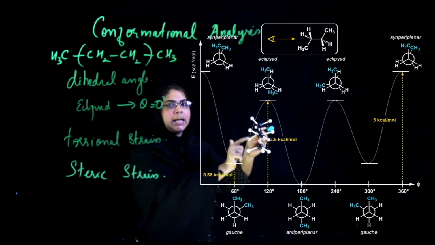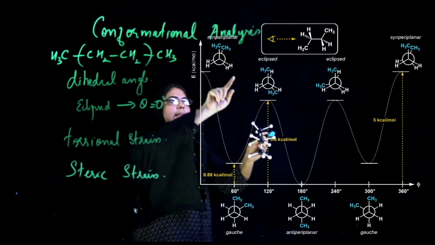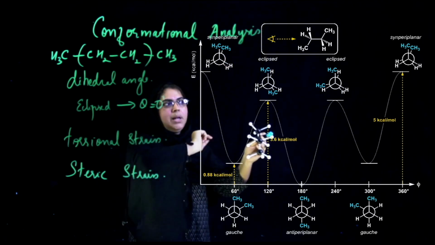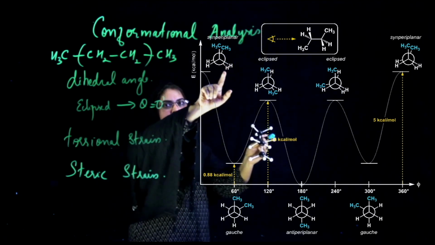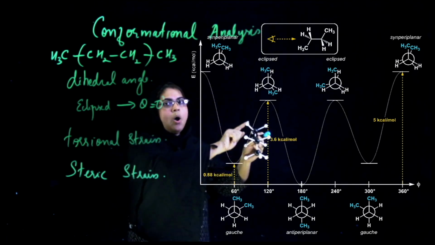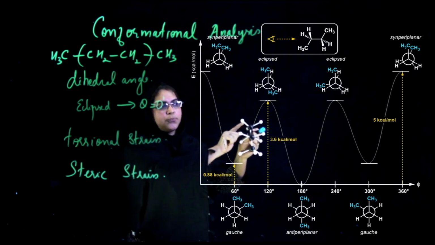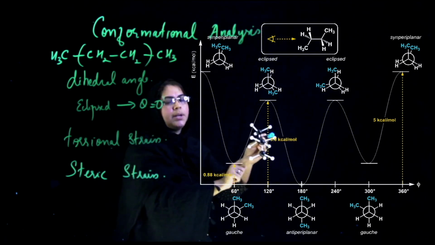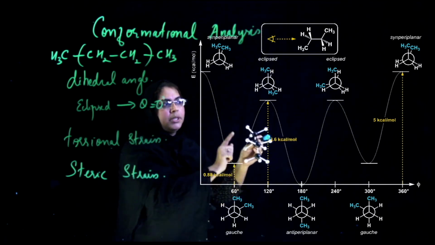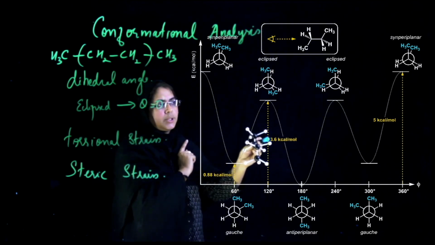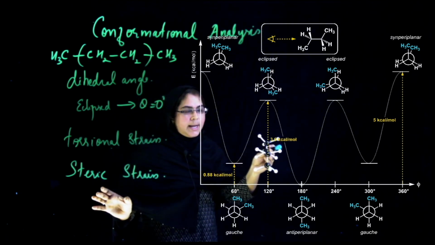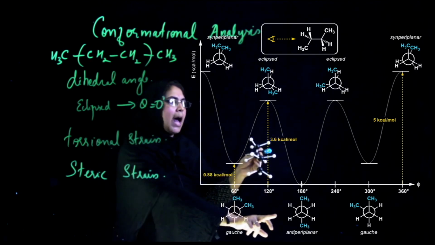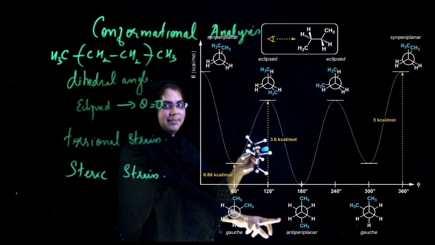They are anti-periplanar, whereas the eclipsed one is called syn-periplanar, because syn means they are on the same side. This is on the opposite side, as far as possible. So it is the anti-conformation, or anti-periplanar conformation, or staggered conformation. Here steric strain is minimum and torsional strain is minimum, so it will have minimum energy.